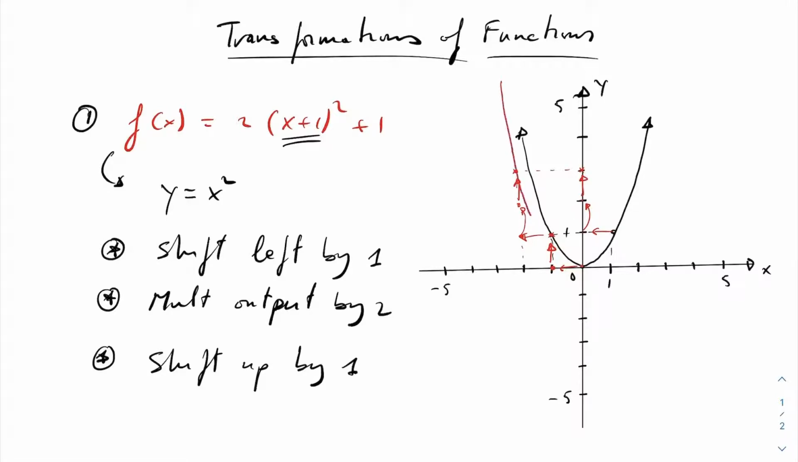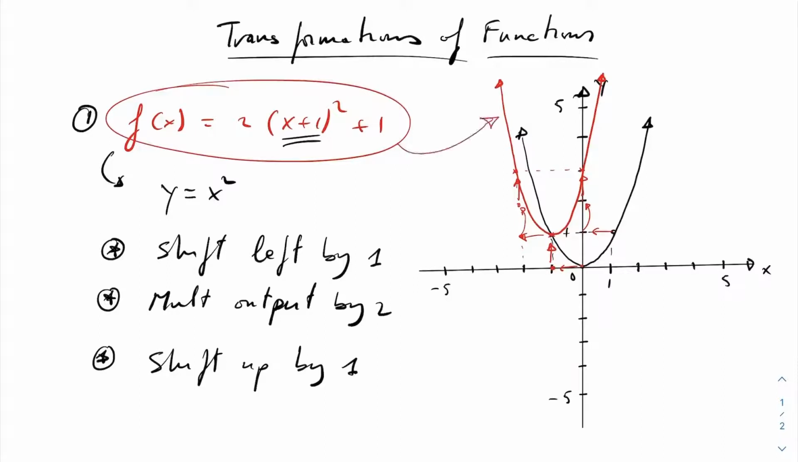With these 3 new points, we can then connect them together, and that's going to give us the graph for the function f of x equals 2 times (x plus 1) squared plus 1. And so this is how you can get a graph of a function f of x if you know how to draft its parent function y equals x squared.